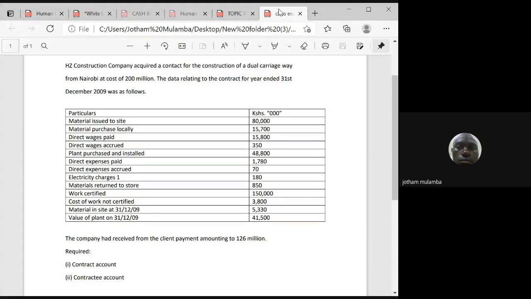So far we have recorded material issued to the site, material purchased locally, direct wages paid, direct wages accrued, plant purchased and installed, direct expenses paid, direct expenses accrued, and electricity charges. Those are the expenses that we have. So who can identify the transaction that we should record on the credit side now?